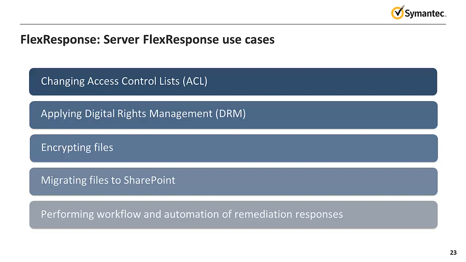Applying digital rights management, or DRM. For instance, applying digital rights to documents so external parties are restricted in their access to sensitive material. These digital rights may include actions such as do not save or do not print, encrypting files, migrating files to SharePoint, a custom response rule that would move files from shares to a SharePoint repository, and then apply DRM and ACL, performing workflow and automation of incident remediation procedures, and using the Symantec Workflow Business Process Automation workflow.